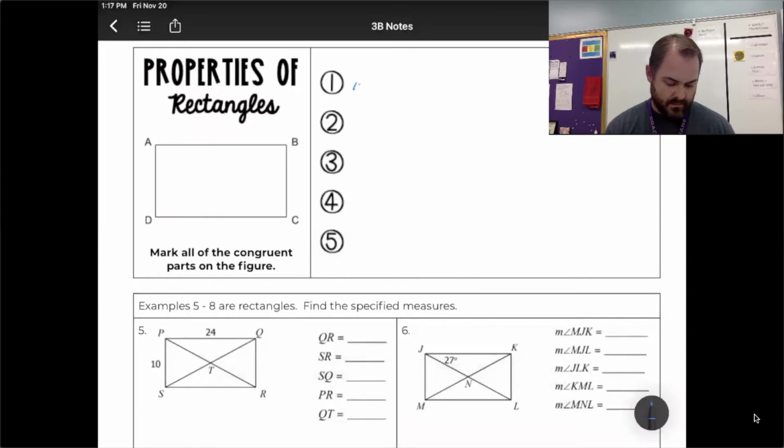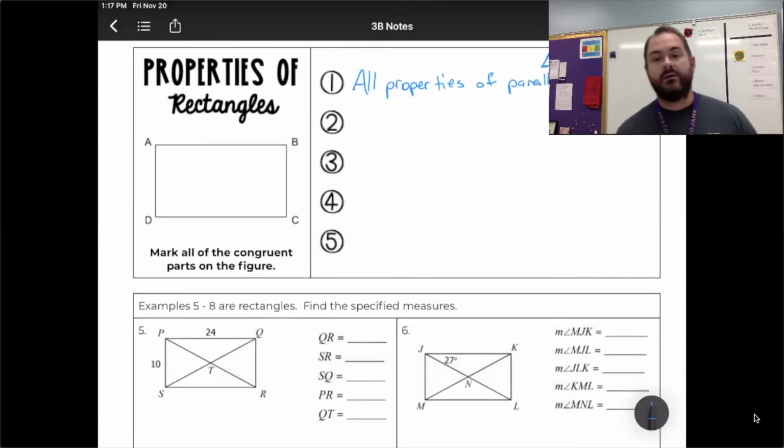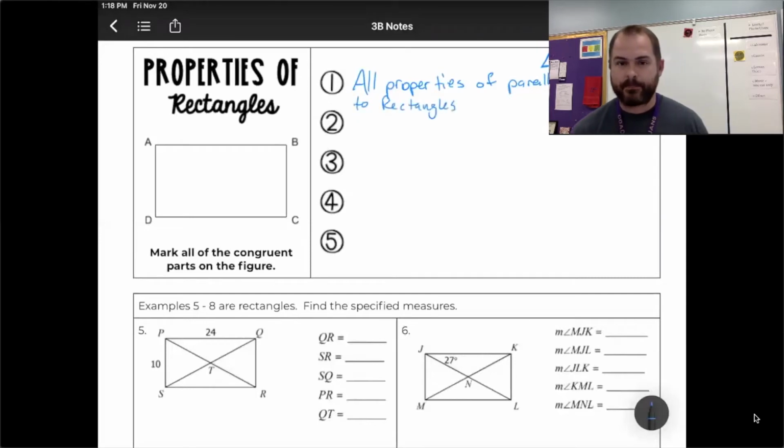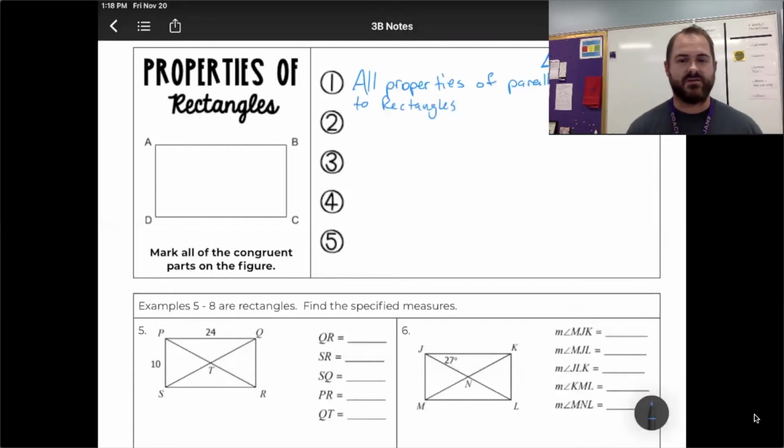We're going to say that all properties of parallelograms, which, by the way, there's a symbol we can use for parallelogram, and that's this symbol. I'm just going to draw a parallelogram like we did a symbol for triangles. It's just a triangle. That's a parallelogram. So we can use that to replace the word parallelogram. But let me finish. All properties of parallelograms apply to rectangles. Okay? All the properties of parallelograms from the previous page are still going to apply to rectangles.